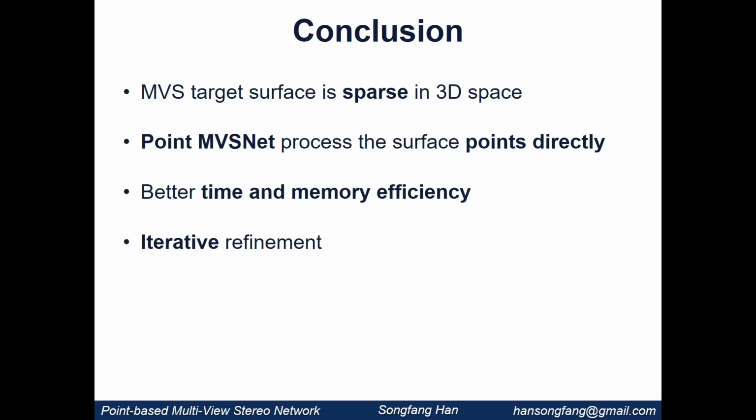The target surface of the multiview stereo is sparse in the 3D space. To conclude, our Point-MVSNet uses a point cloud representation that concentrates on the neighborhood of the target surface, saves unnecessary computation, and achieves better time and memory efficiency. Besides, benefiting from iterative refinement, our reconstruction gets higher and more accurate geometry details.